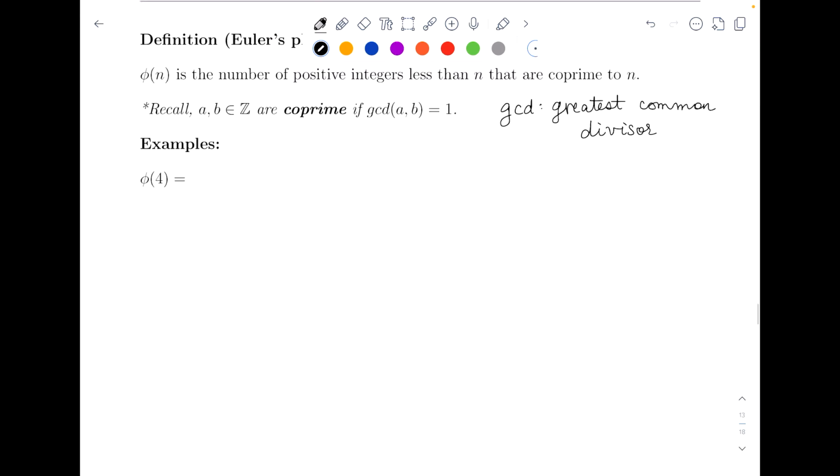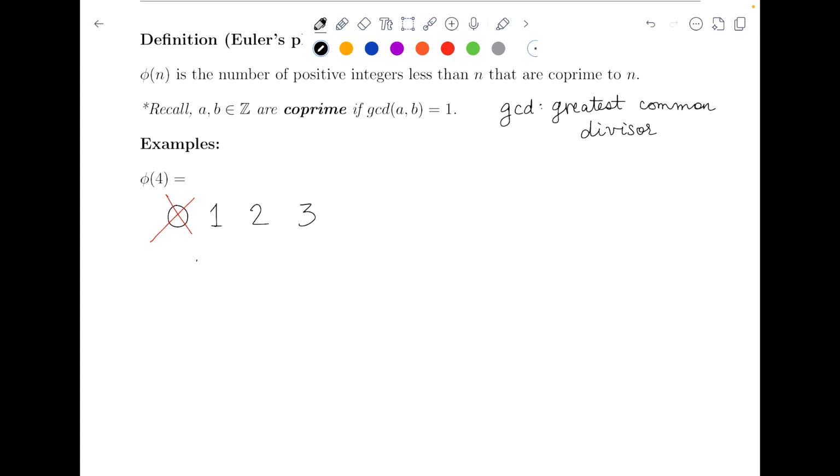Let's talk about the numbers that are less than n that are coprime to n. If I have the number 4, I can think about all the numbers that you can get when you mod by 4, which is 0, 1, 2, and 3. But of course, this definition asks us to look at positive integers, so I'm always just going to kick out 0. I'm only going to look at 1, 2, 3. So these are the positive integers less than that number.